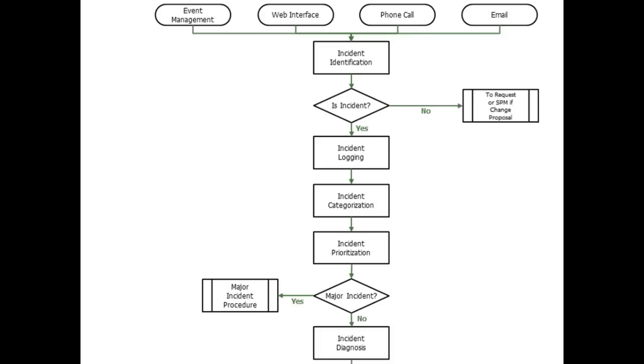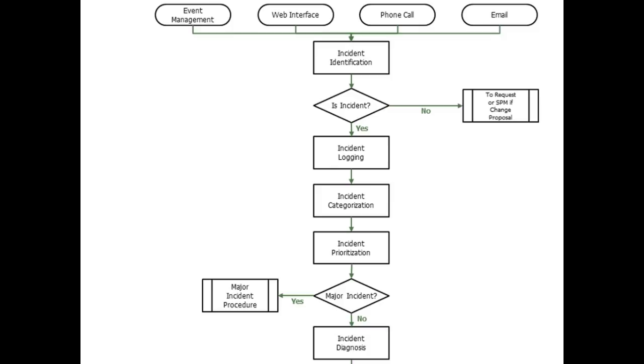Once we've identified that an incident has occurred, we need to log it. We need to capture information specific to the incident, and we need to design and understand what information we need to capture. We then should categorize this incident. There are many categorization schemas that we might use. The key is to understand what is it that went wrong so we can identify who needs to fix it.